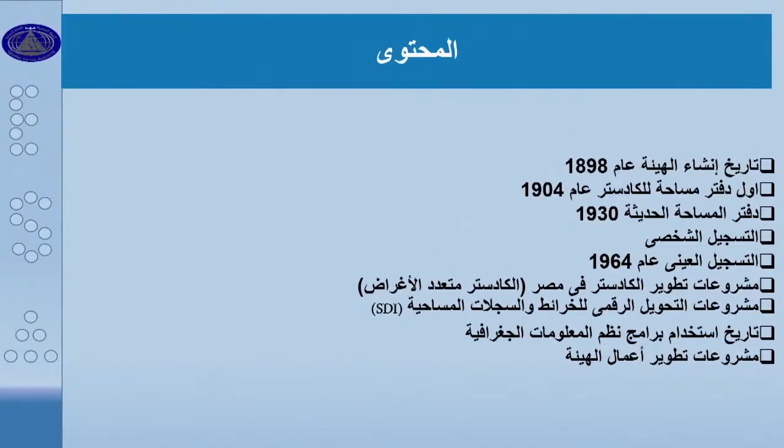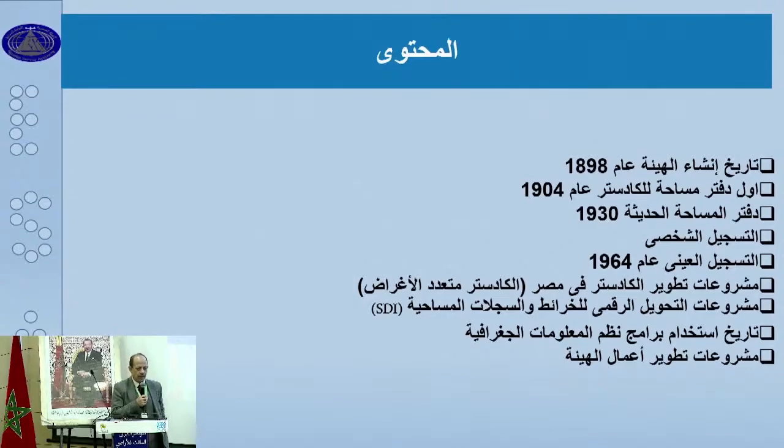The committee was established in 1898, and the first register of cadastral in Egypt was in 1904, mainly for taxation. Then the new, modern land survey registers were made in 1930. Then the personal registration, to a certain level, until the 1940s. Then the registration was done by the land survey, and then the cadastral project started in the 70s.